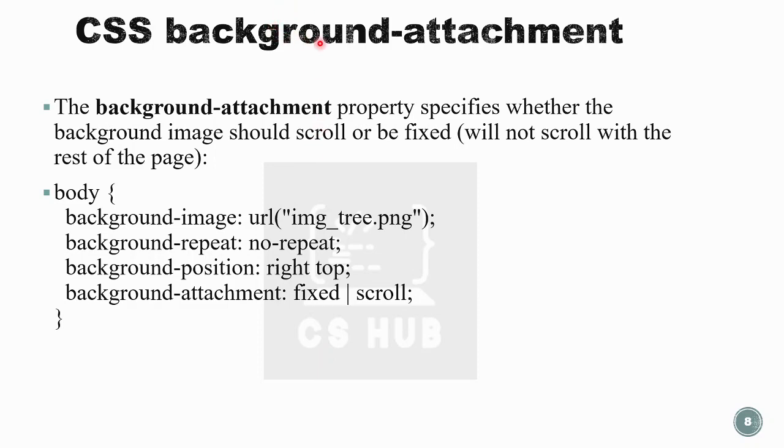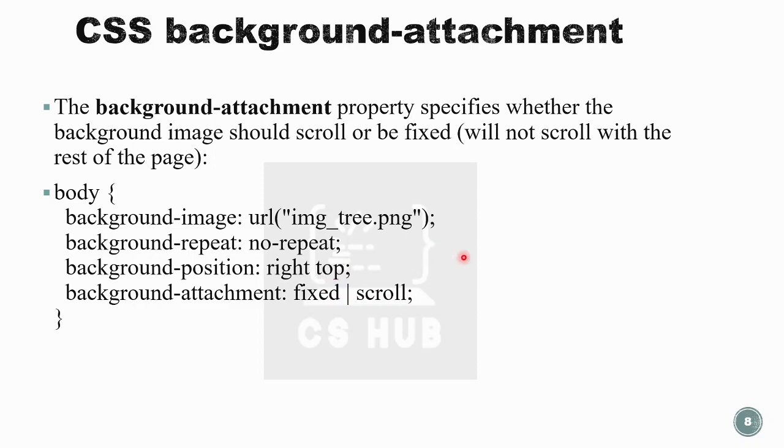Next, CSS background attachment. The background attachment property specifies whether the background image should scroll or be fixed. It will not scroll with the rest of the page, which means if we set it to fixed. This is the structure. Background image is set, then repeat set to no repeat, and position is right top. Then background attachment fixed or scroll.